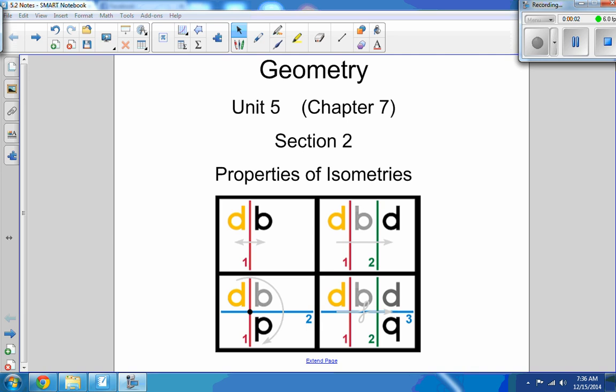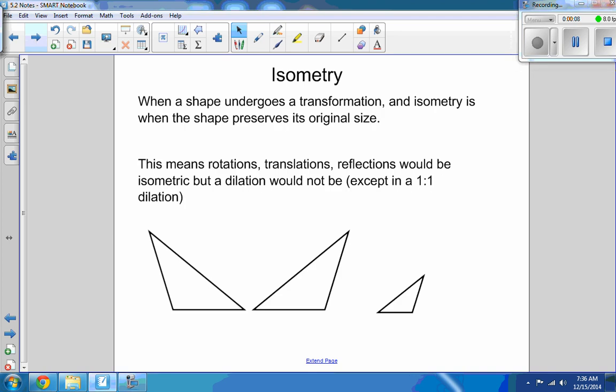Geometry, Unit 5, Chapter 7, Section 2, Properties of Isometry. When a shape undergoes a transformation, an isometry is when that shape preserves its original size. This means rotations, translations, and reflections would be isometric, but a dilation would not be, except in the one-to-one dilation.